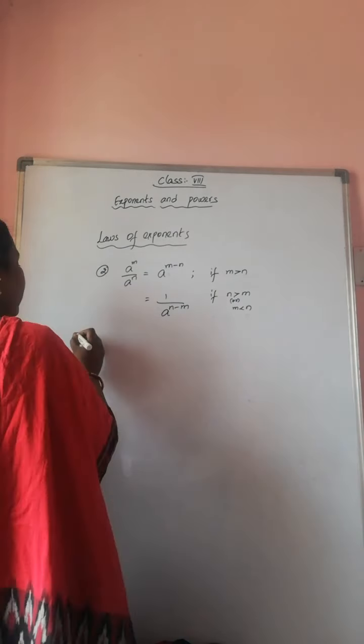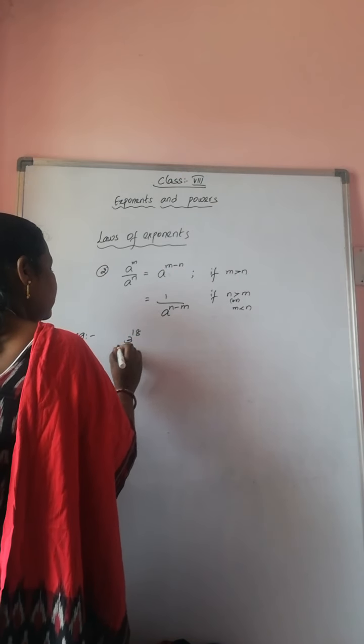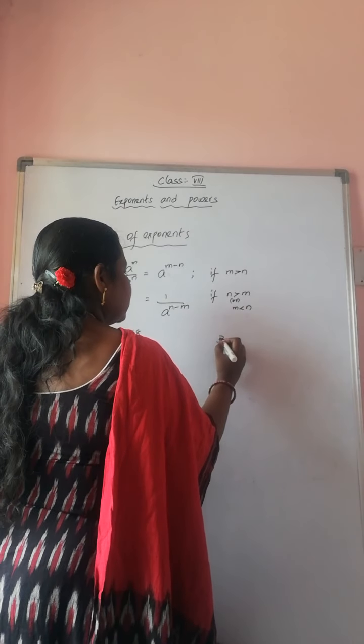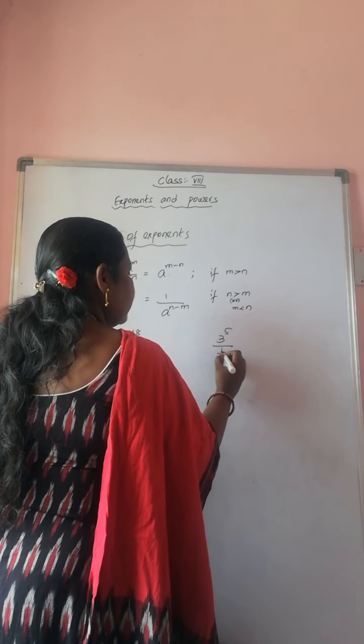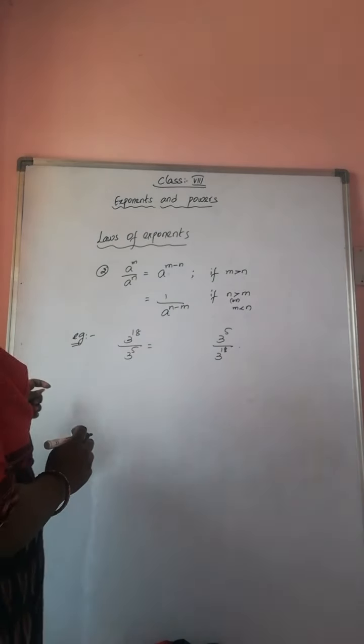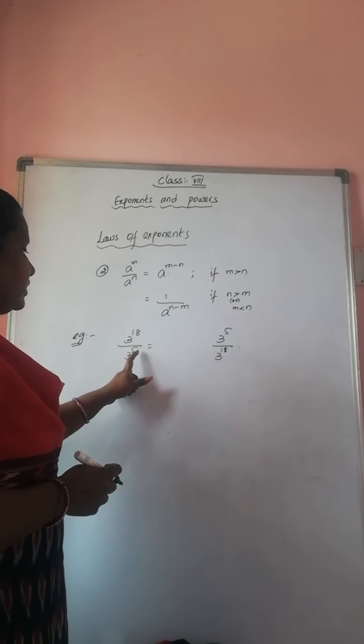Based on this, we will take one example. 3 power 18 by 3 power 5. The same example, if we reverse it: 3 power 5 by 3 power 18. Okay, so what is that? Here again the bases are the same, 3 and 3. So for the powers, you can look, 18 and 5 are there.